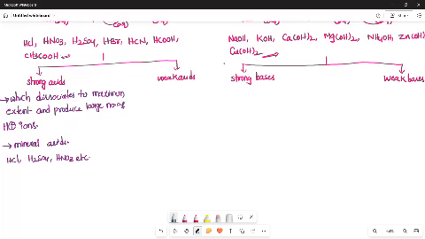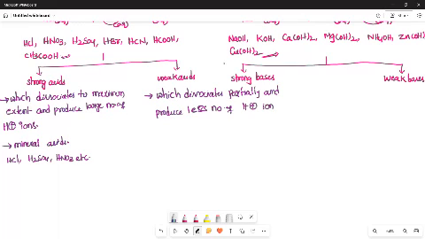Next one, weak acids. What is the definition of a weak acid? One which dissociates partially and produces a smaller number of H plus ions. Generally, equilibrium: who will participate in the equilibrium? Weak acids or weak bases will participate, because their dissociation is not 100%. They will definitely exist in the form of an equilibrium.